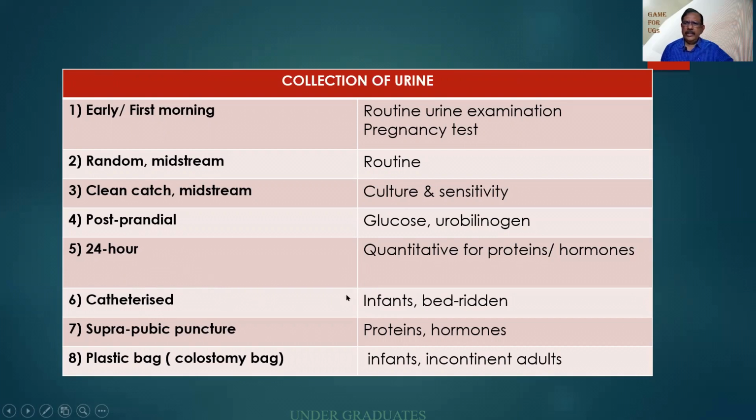24-hour urine for certain tests such as proteins. What is the 24-hour protein? Or for hormone assay. Sometimes I also introduce it for tuberculosis. Catheterized samples for infants and bedridden patients. Suprapubic puncture. Again, if the patient were to have a bladder paralysis, urine will not be there, but it will be collected in the bladder for proteins and hormones. Plastic bag or a colostomy bag for infants and incontinent adults.